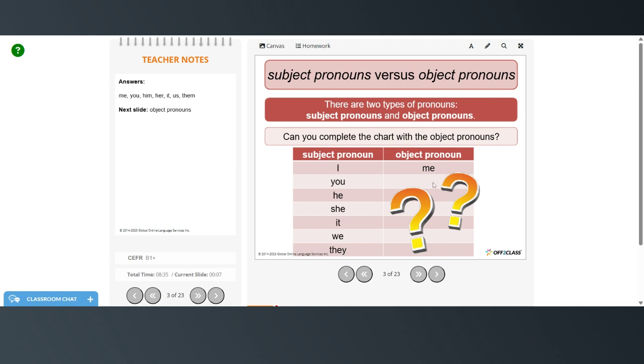So I and me, you would also be you, he with him, she, the object pronoun is her, it is it, we is us, and they and them.